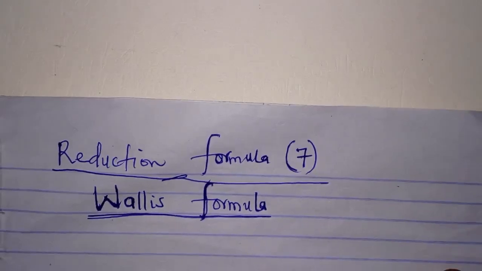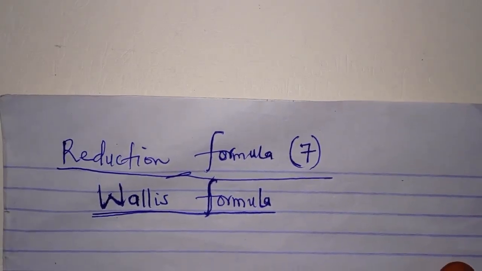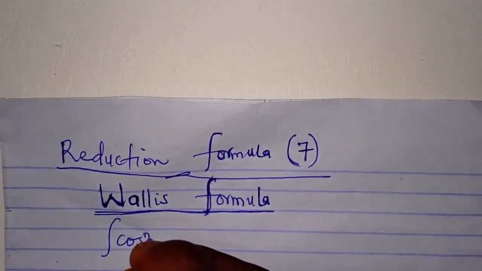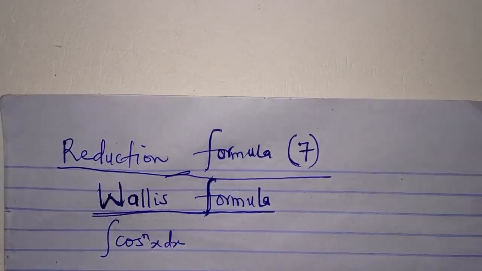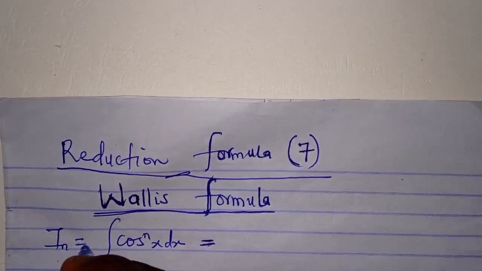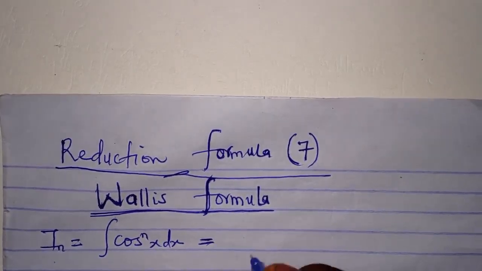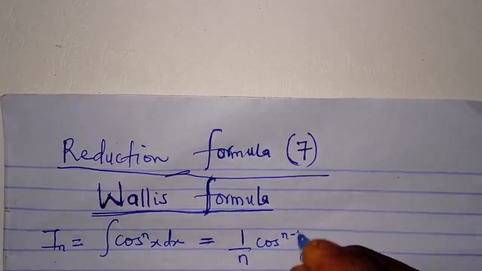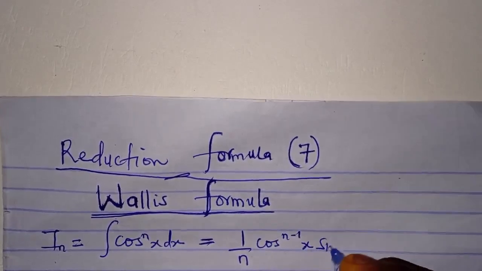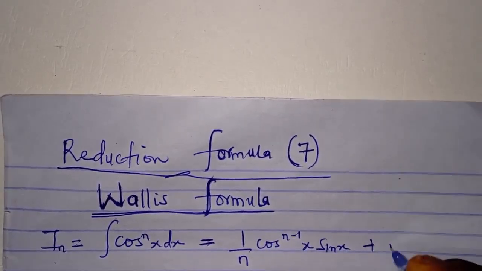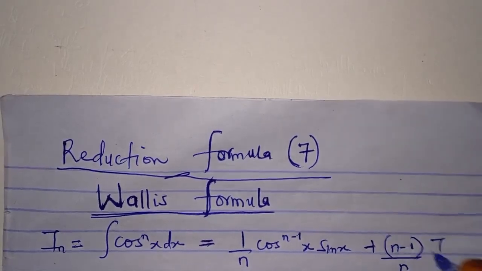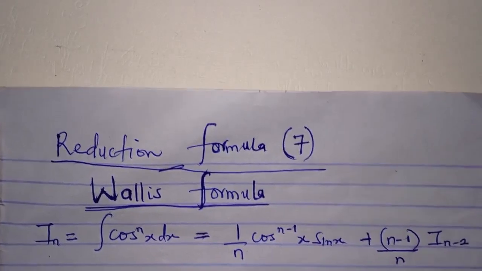In the video on reduction formula 4, we talked about the integral of cos^n x dx, and if this is I sub n, it is equal to 1 over n into cos^(n-1) x sine x plus (n minus 1) divided by n into I sub n minus 2.